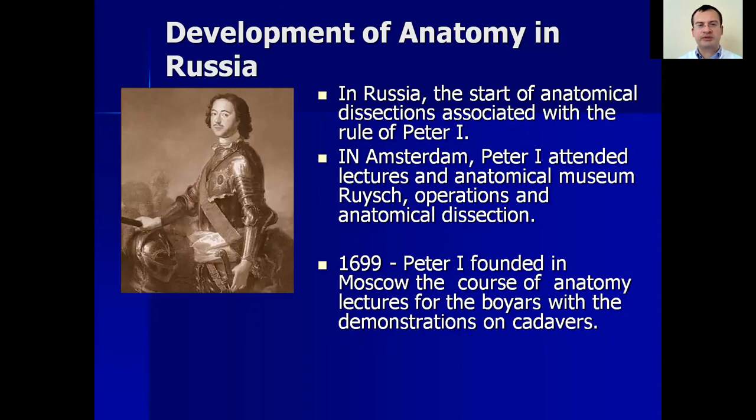Development of anatomy in Russia. In Russia, the start of anatomical dissection is associated with the rule of Peter I. In Amsterdam, Peter I attended lectures, the anatomical museum, and anatomical dissections. In 1699, Peter I founded in Moscow courses of anatomy lectures for the boyars with demonstration on cadavers.